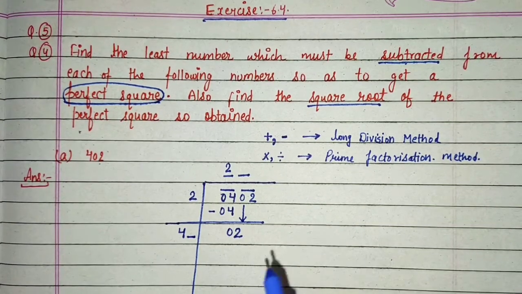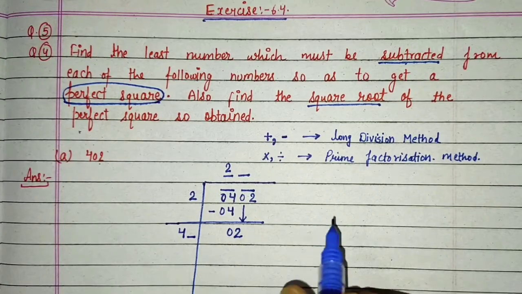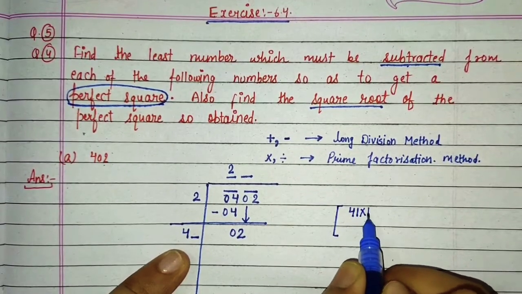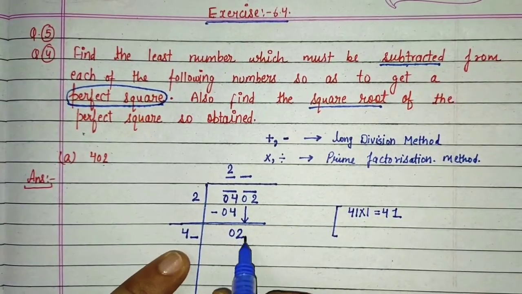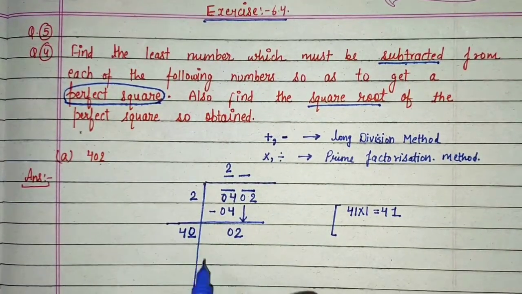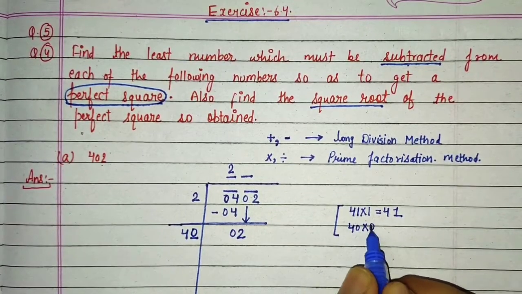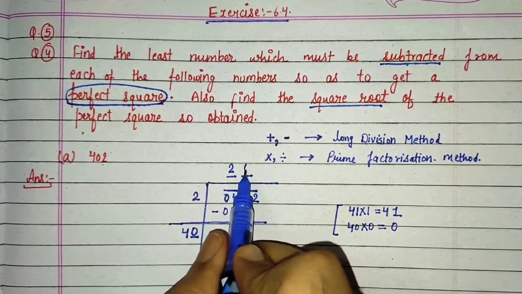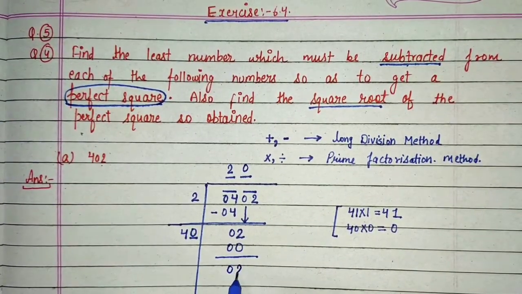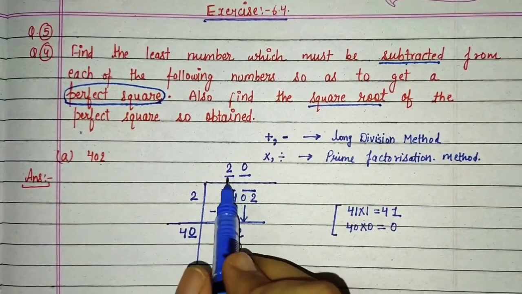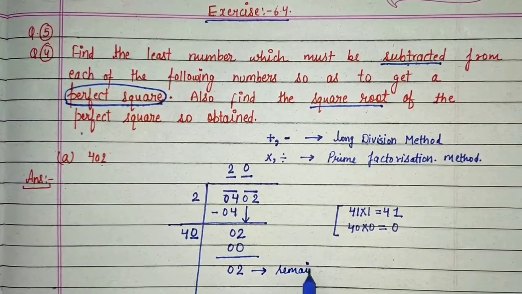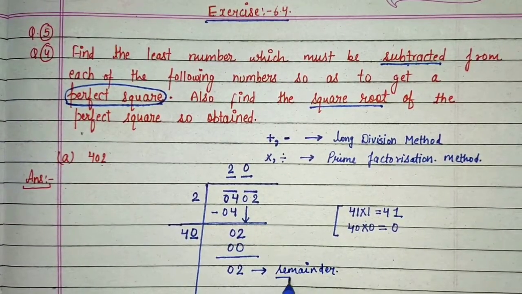After that, we have to choose one number accordingly. Class, this is my rough work: if you put here 1, then 41 into 1 is 41, which is much greater than 2. So that's why we have to choose 0 here. 40 into 0 is 0, so the digit is 0 here and 0 here. As you see, this is our remainder, because we only need 2 digits in the answer and the 2 digits have come. This is our remainder. Yes or no?